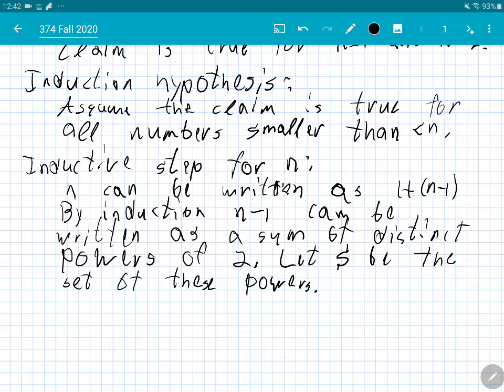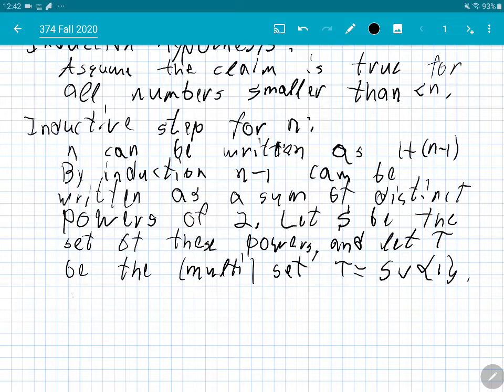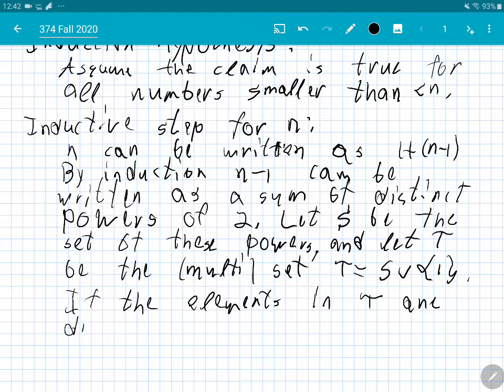Okay. And let T be the potentially multiset, T equal to S union with 1, right? Because we added the number 1. Okay. Now, if all the elements in T are distinct, then we are done. Then QED, then the claim follows.